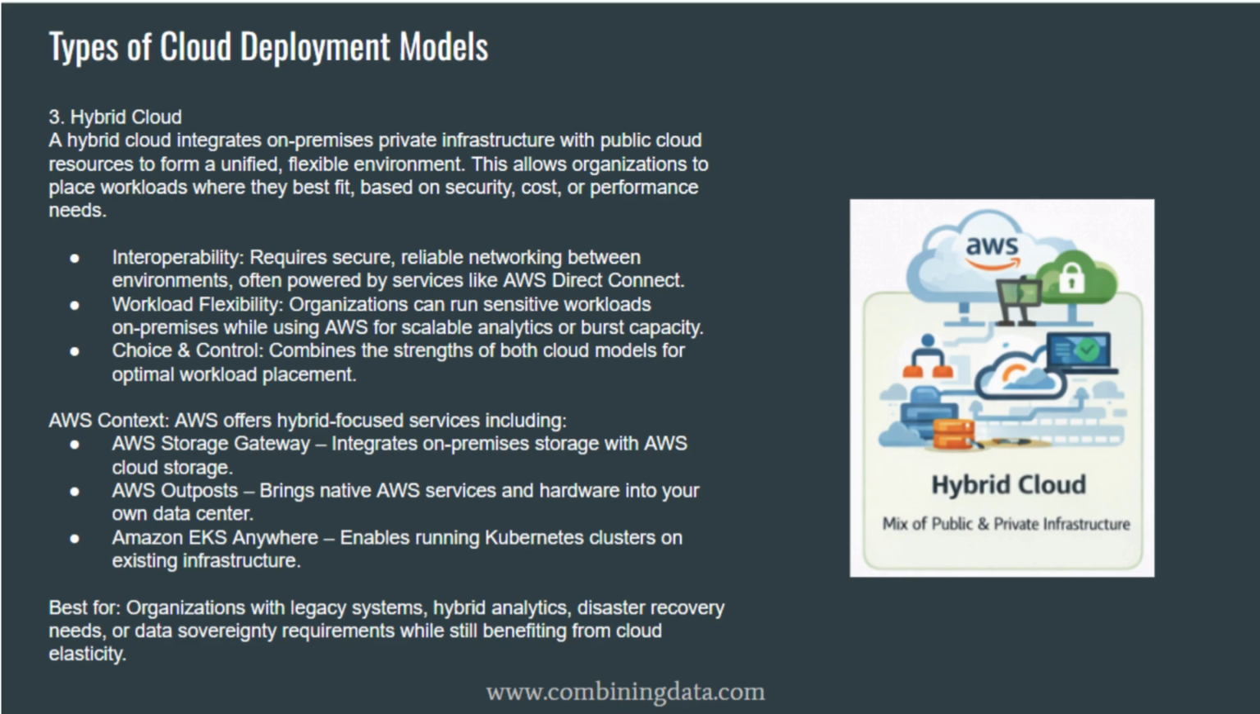Hybrid cloud equals on-premises plus AWS working together. This model is especially common for organizations with legacy systems, regulatory or data sovereignty requirements, disaster recovery strategies, gradual cloud migration plans. In short, hybrid cloud gives organizations the best of both worlds: the control of on-premises systems and the scalability, innovation, and cost benefits of AWS.